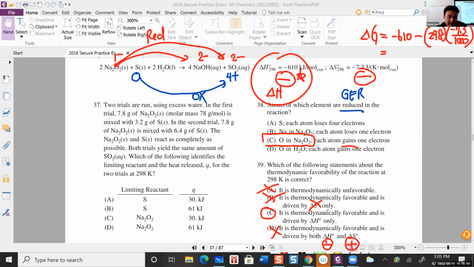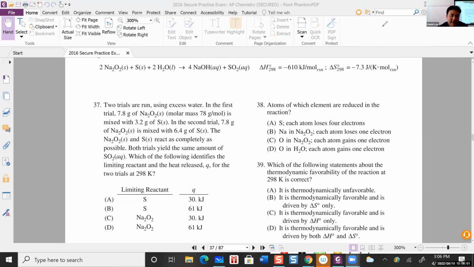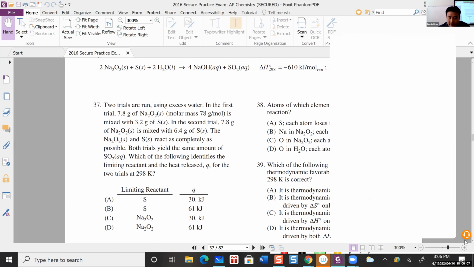It must be spontaneous. That means thermodynamically favorable. Delta G is negative. And H is the driving force. All right? You want positive S, entropy. You want negative H. So those are the two driving forces, yeah? Okay, next one, please. Number 40.